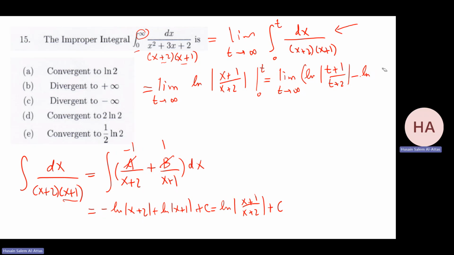Minus ln half, sorry. It's not ln 2. Minus ln half. Yes. Now this limit, I need to do it here.